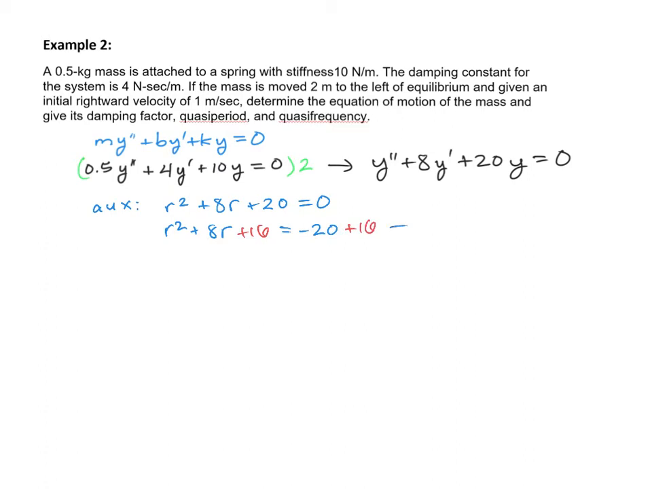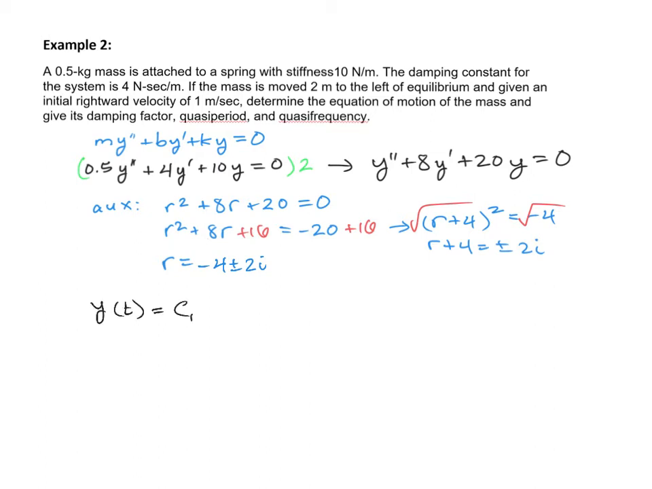So that's going to give us an r plus 4 quantity squared is equal to a negative 4. So r plus 4 equals plus or minus 2i, when we take the square root of both sides. And so then r is equal to a negative 4 plus or minus 2 times i. So our general solution, our y of t, is going to have arbitrary constant c1 e to the negative 4t times the cosine of 2t plus a c2 e to the negative 4t times the sine of 2t.